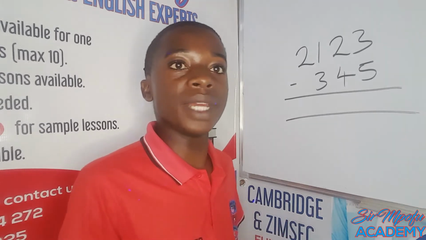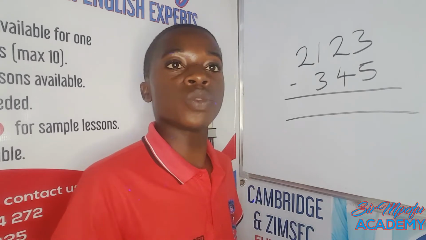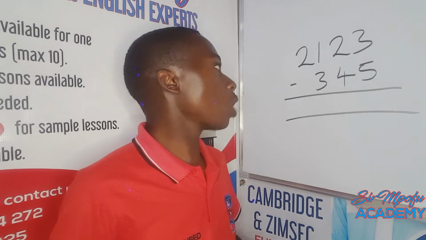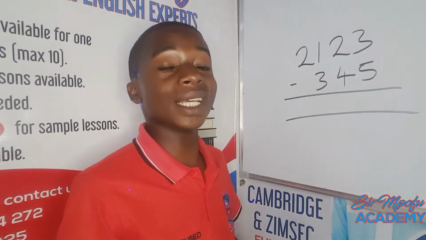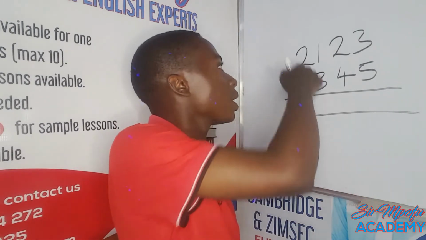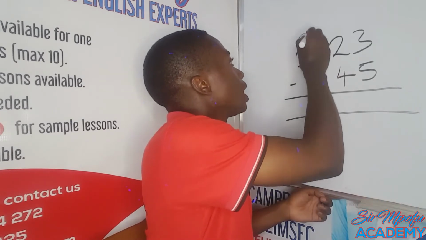If you are told the time in Harare, we have to add 3 hours 45 minutes for us to know the time in Gotha. So in this case, we are told the time in Gotha. So for us to get the time in Harare, we need to subtract 3 hours 45 minutes. So how do you do that? 23 minutes minus 45 minutes, it can't, it's impossible. So we are going to borrow 1 hour here, and we will remain with 20 hours here.